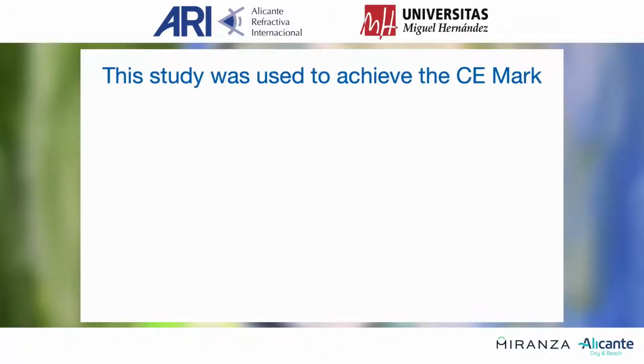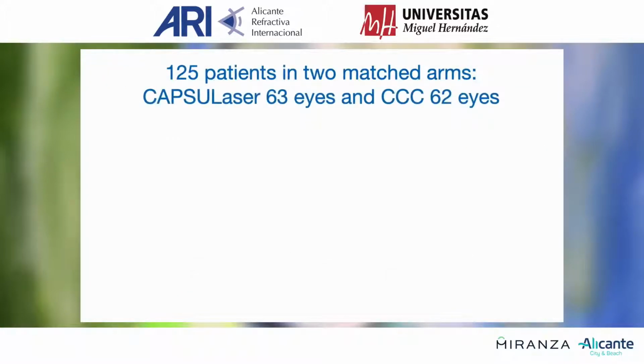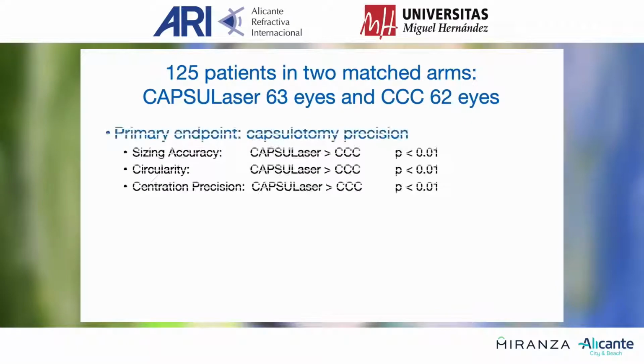And this was a study that was used to achieve the CE mark, where we looked at the efficacy and safety of a new selective laser device to create anterior capsulotomies in cataract patients. And this was published in the Journal of Cataract and Refractive Surgery in 2019. The study consisted of 125 patients in two matched arms. The Capsulaser arm had 63 eyes, the CCC arm had 62 eyes.